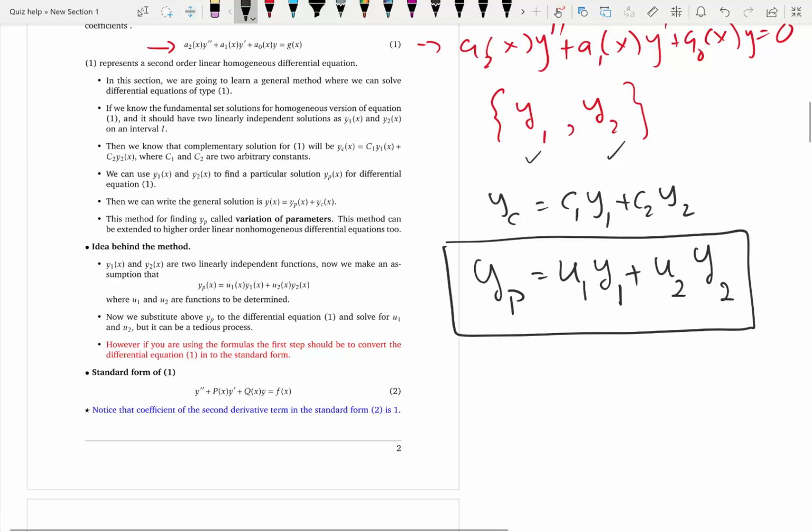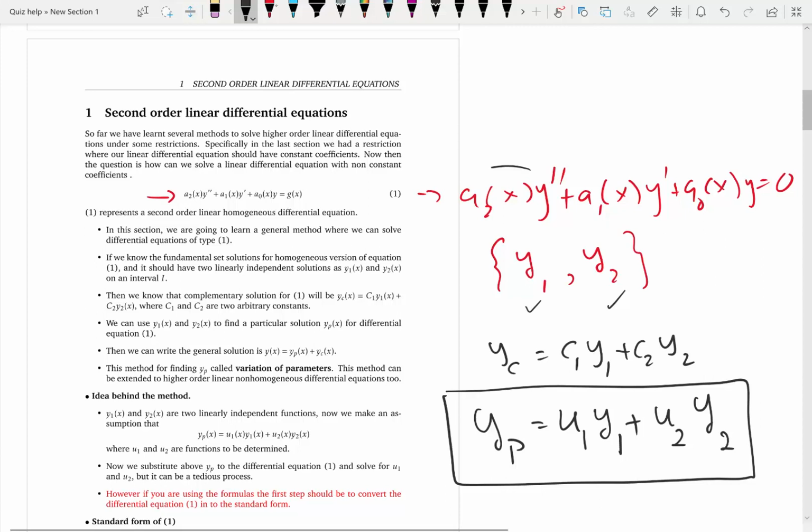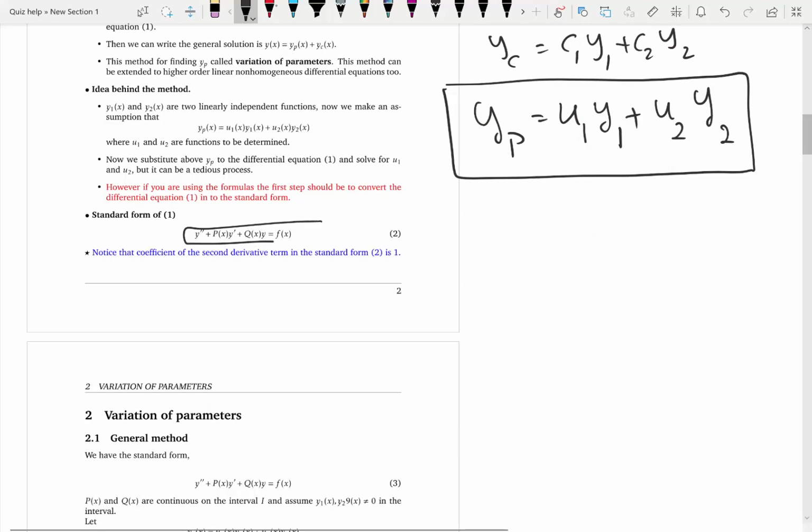You have to have your differential equation in standard form. So that means you take your differential equation and you make sure the coefficient of the y double prime term is 1. So if you have a non-1 coefficient, you divide by that coefficient and you get this standard form of the differential equation. Okay, so in the variation of parameters method, the biggest assumption is assuming you know y1 and y2.